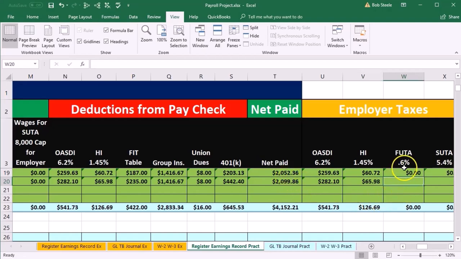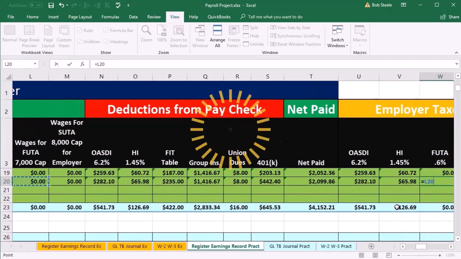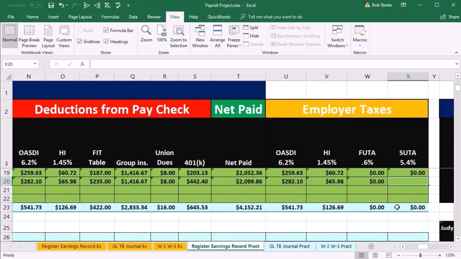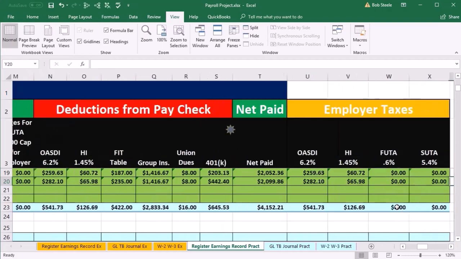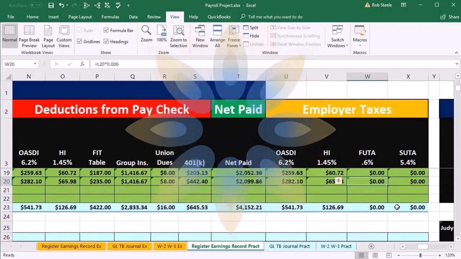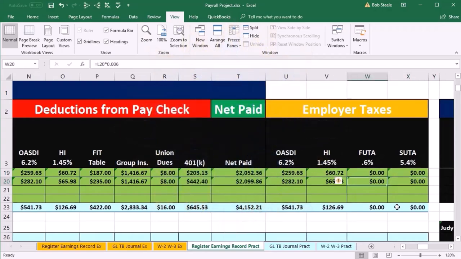So this is going to be 0.006 FUTA. So equals left, left, left, left, left, left, left, FUTA times 0.006. Tab. SUTA equals left, left, left, left, left, left, left, left, left, left, times 0.054. Tab. And of course, those are always going to be zero now that we've cleared the FUTA and SUTA caps of 7,000 and 8,000 respectively.